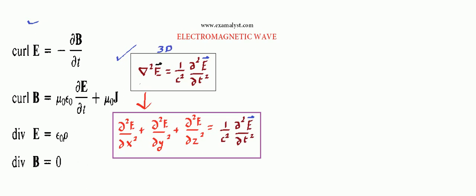This 3D wave equation has a Laplacian here, which can be written as del square E by del x square plus del square E by del y square plus del square E by del z square. And on this side you have the time varying part of the electric field. Agreed? So del square E by del t square.